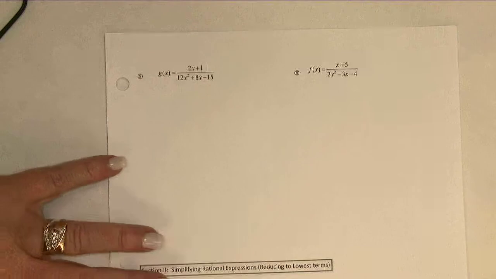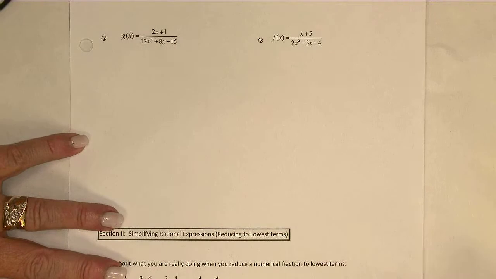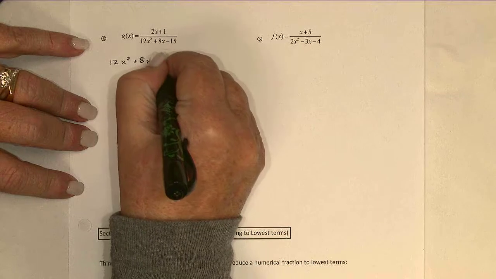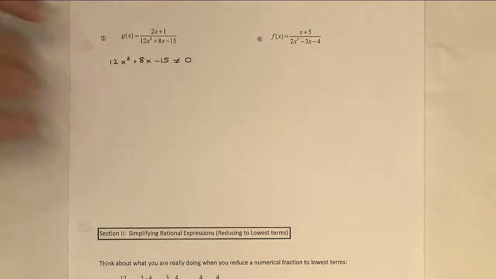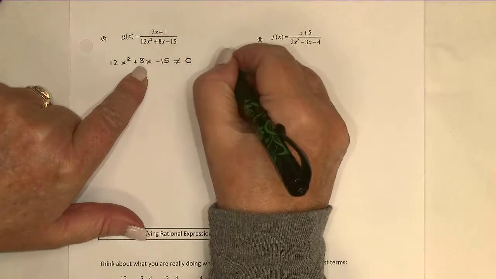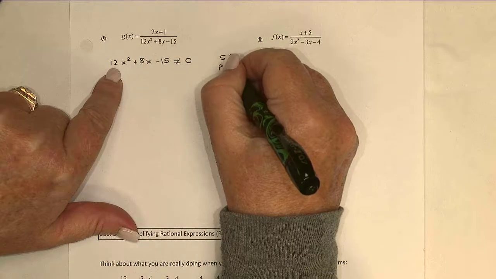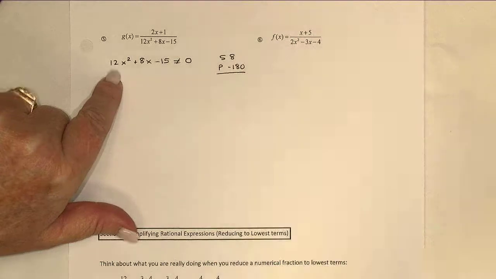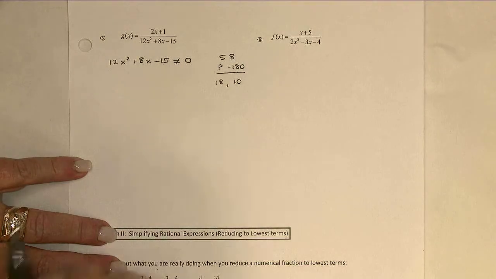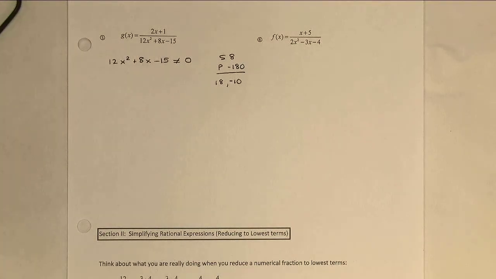A couple more. In number 5, same idea. We have to make sure that the denominator is non-zero. And let's see, this one's a slightly more lengthy factoring process. If we've got a sum of 8, and the product would be 12 times negative 15, which is negative 180. I would think 18 times 10. I want the 8 to be positive, so let's go with positive 18 and negative 10. They would multiply to negative 180 and add up to 8.